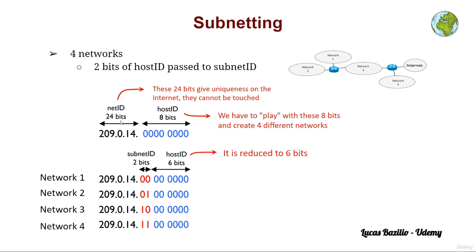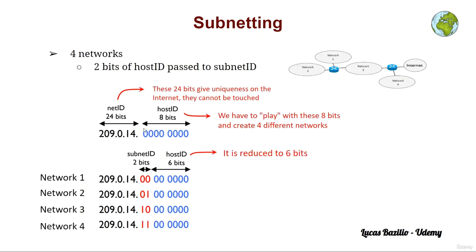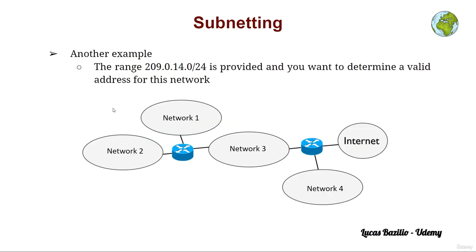Right, so from this range that we have here, from the 24 bits of the mask, we take 2 bits of the host ID, okay, to be part of the subnet ID. Essentially what we do is we play with these 8 bits, the remaining bits of the host ID, and we create here the number n of different networks. So as we can see now, the network 1 will be this configuration. Essentially we take what we took before, the first 3 decimal values. Remember that we will take the first 3 decimals because here we have a mask of 24.